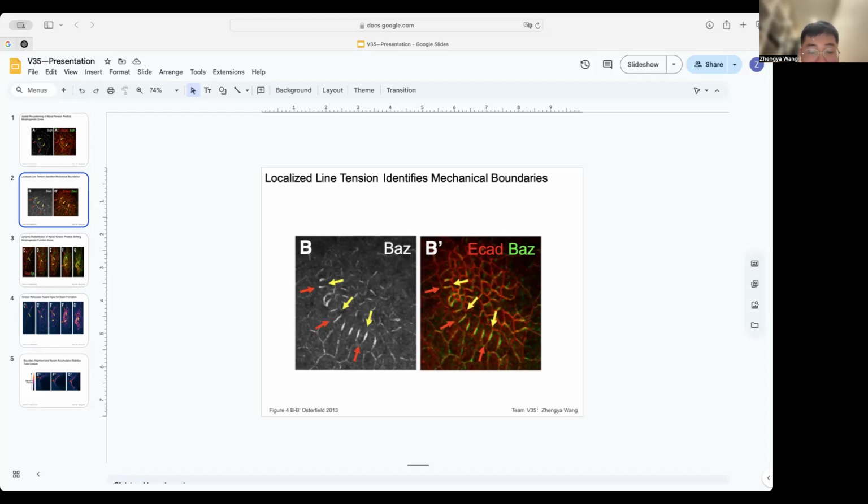The persistence of this pattern at the single-cell level supports the idea that specific edges within the tissue are mechanically distinct, providing directional cues for how the tissue will bend and rearrange.